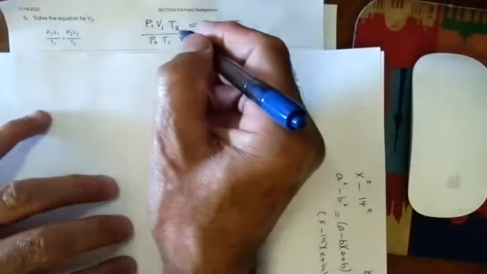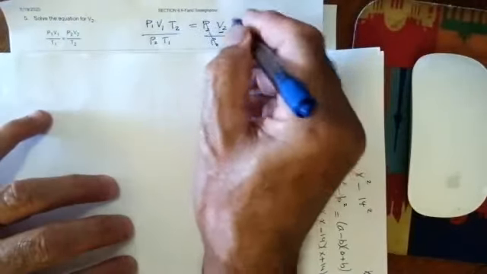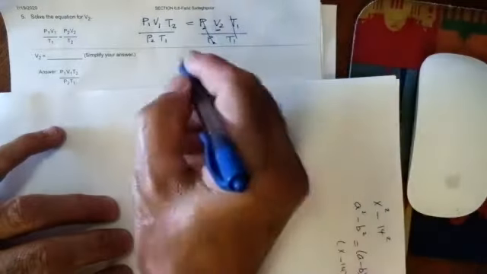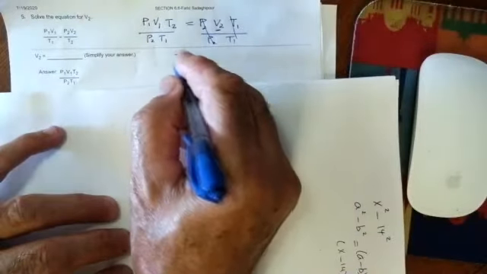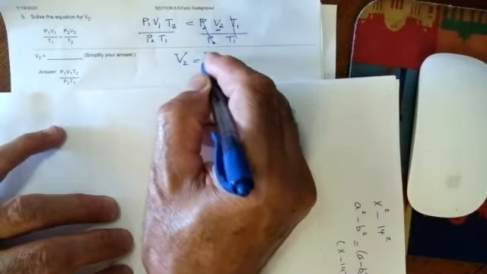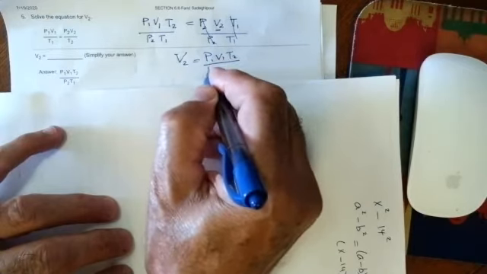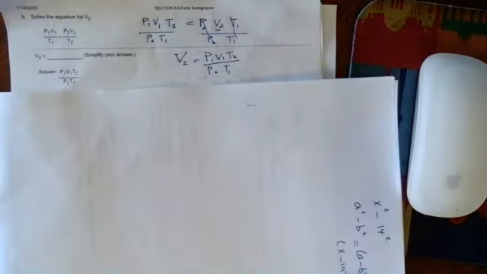So in that case, it's to cancel. So V2 is by itself. So V2 is P1, V1, T2 over P2, T1. Again, our goal is to have letter V2 by itself on one side.